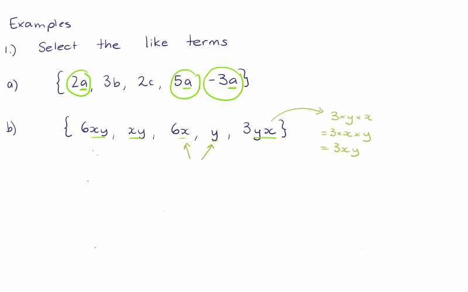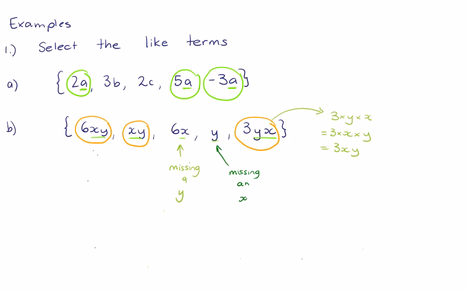Look at these. They're not actually like. This term is missing a y, and this one is missing an x. So this means our like terms here are 6xy, xy, and the 3yx.